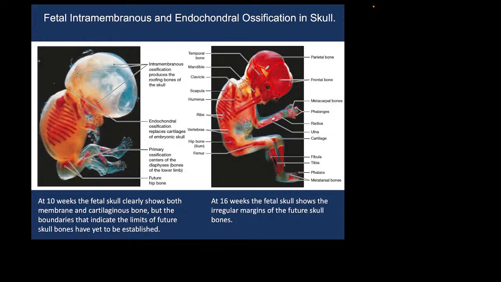But if you take a look at the calvaria, at the neurocranium, you see the spots of the membrane or connective tissue, and it means that the process of development of bones is still continuing.